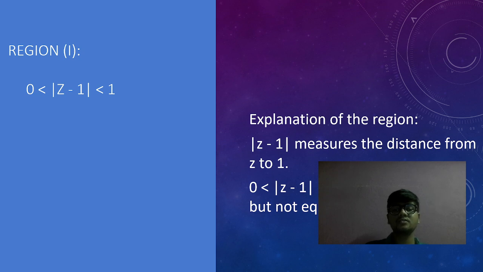Region 1: 0 < |z-1| < 1. Explanation of the region: |z-1| measures the distance from z to 1. 0 < |z-1| < 1 implies z is near 1 but not equal to it.